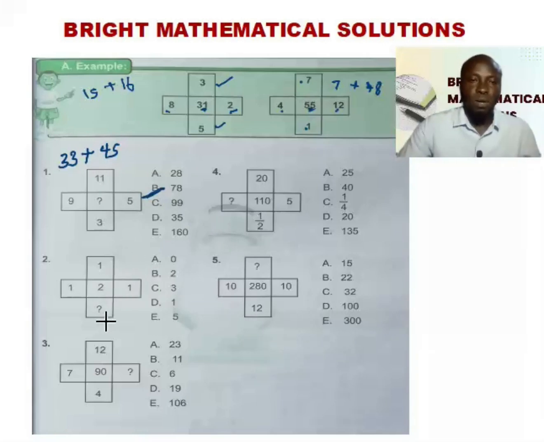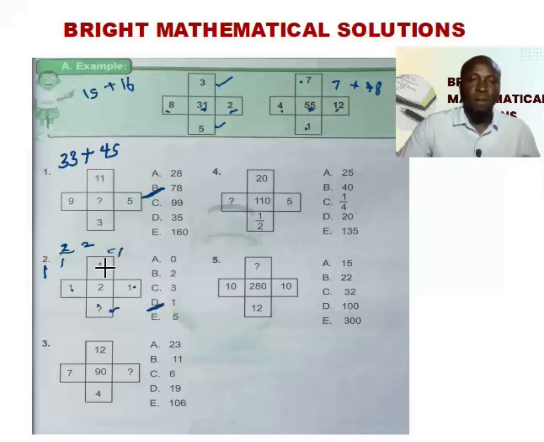Let's look at the second one. We have to find this. Now, we know that when we multiply the 2 from this side and we add it to the multiplication of these 2, it gives us this. So to now get this, what we do is 1 multiplied by 1, that is 1. Now, this is 2. So if we subtract this 1 from this 2, that gives us 1. So our answer here is 1. So D is the right answer.